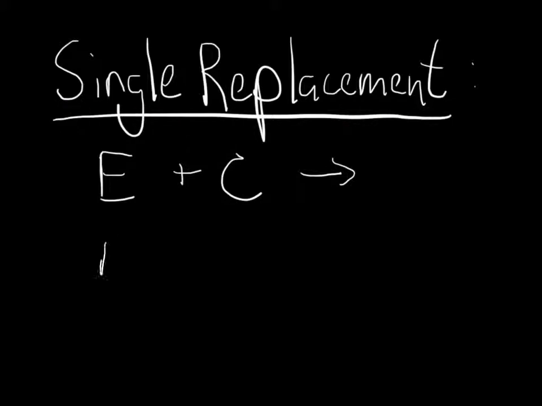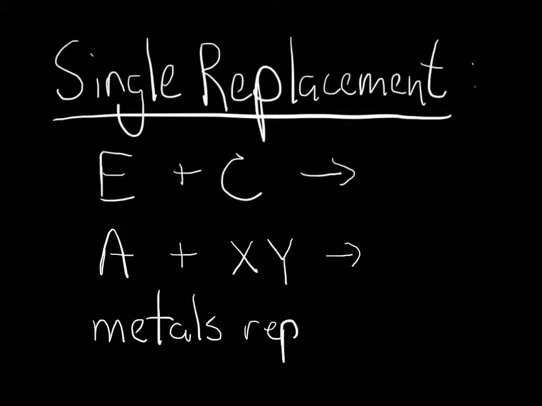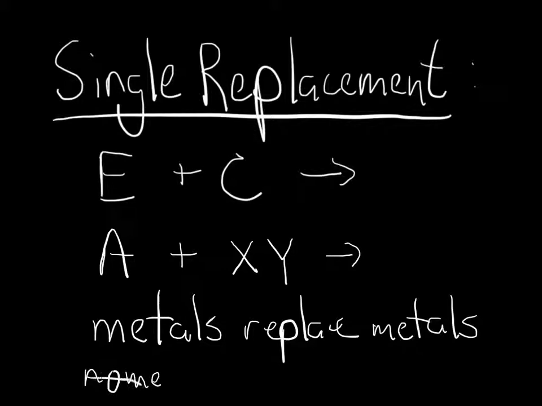And my general format would be if I have single element A plus compound XY, then A is going to come in here and it's going to replace either X or Y. And the question is, which one will A be replacing? And it's a simple format. Metals replace metals. And nonmetals replace nonmetals.